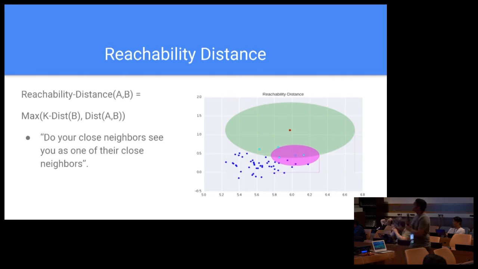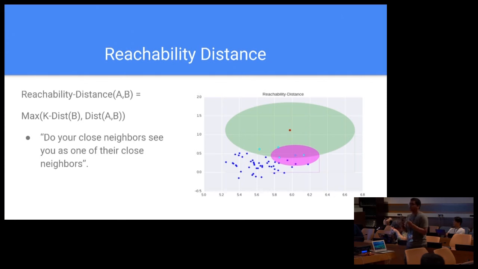And now, here's an interesting idea. This is called the reachability distance. This is going to be a little confusing at first. The reachability distance of A and B is the maximum of the k distance of B and the distance between A and B. This is sort of a non-symmetric distance function, but it's going to give us some idea of how your neighbors think of you. So this is an interesting idea.